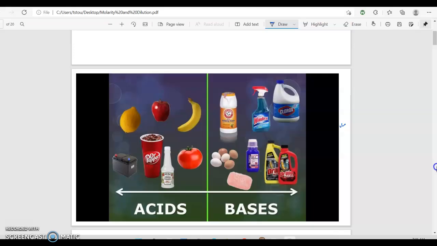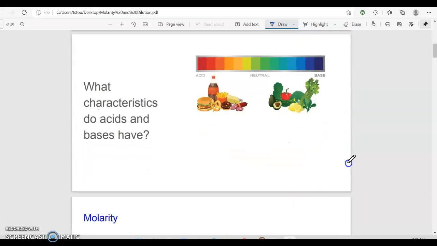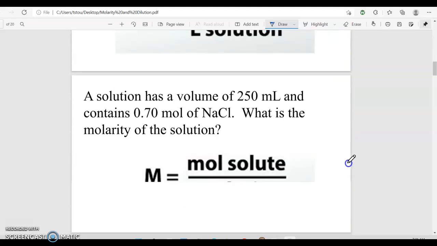And then the bases are usually the cleaning products that you'll find in your house. So we're going to look at different chemistry properties of these. Other than the idea of just the basic food ones you see here, let's look at chemistry properties. And that's what we did for the lab.